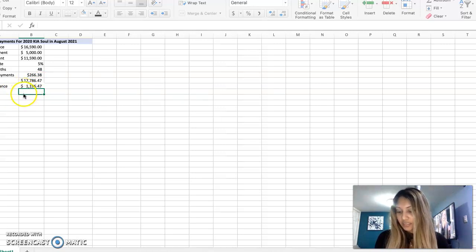price I paid for my car subtracted by the price of the car, which is here. And that is how I got my cost of finance.